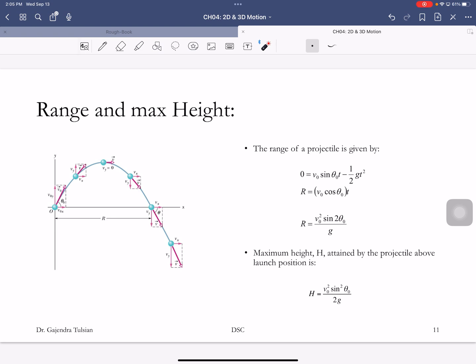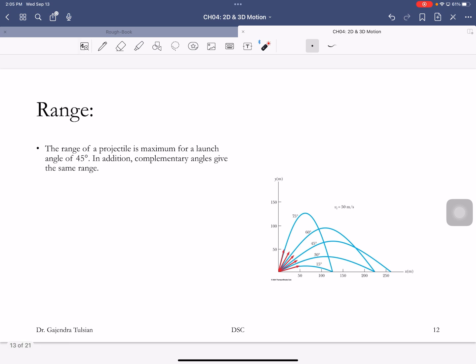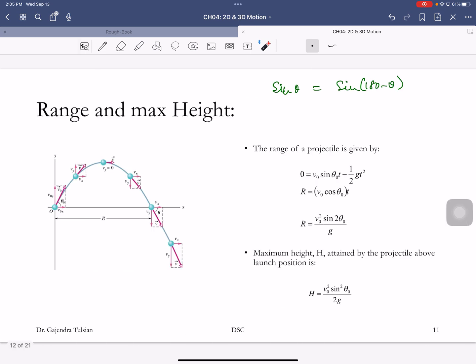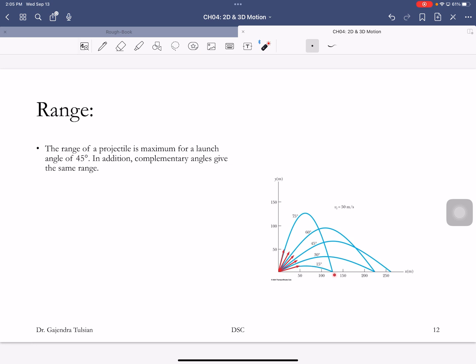Now, you also know from your trigonometry classes, sine theta is equal to sine of 180 minus theta. So what does this mean? This fact shows up in the following way: the range is the same for complementary angles. The range for 15 degrees is the same as the range for 75 degrees. The range for 60 degrees is the same as the range for 30 degrees. So complementary angles give you the same range.